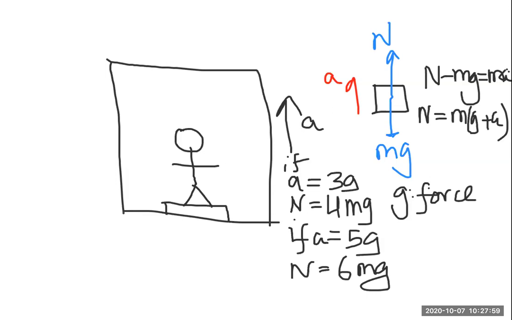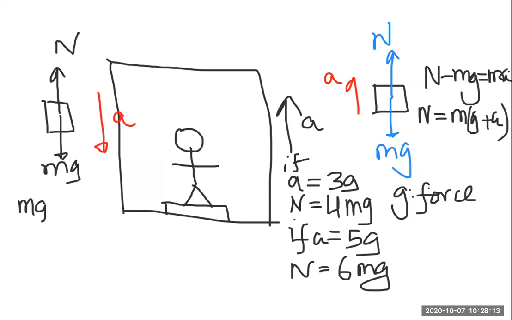So, if the lift is going down now, then what will be the FBD of the person? Well, the FBD will be the same. N acts upwards, mg acts downwards. But this time mg minus N is equal to ma, and therefore N is equal to m into (g minus a).